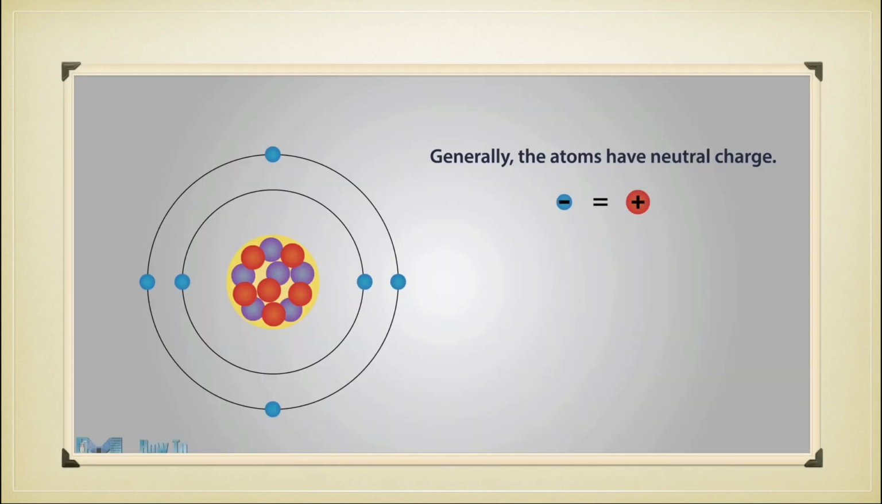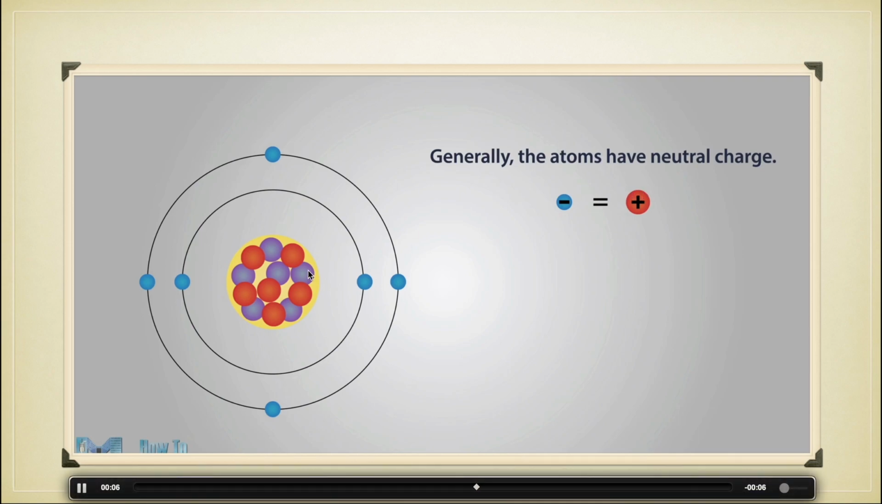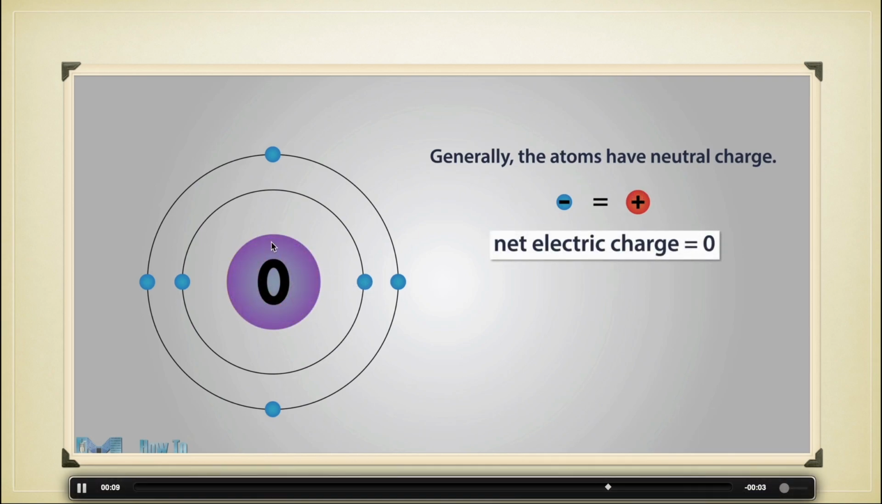Generally, atoms have a neutral charge. That is, they have equal amounts of electrons and protons. So the net charge is basically zero, because, remember, if we saw in our previous slides, if there are 6 electrons, there have to be 6 protons as well. That's how an atom usually is.